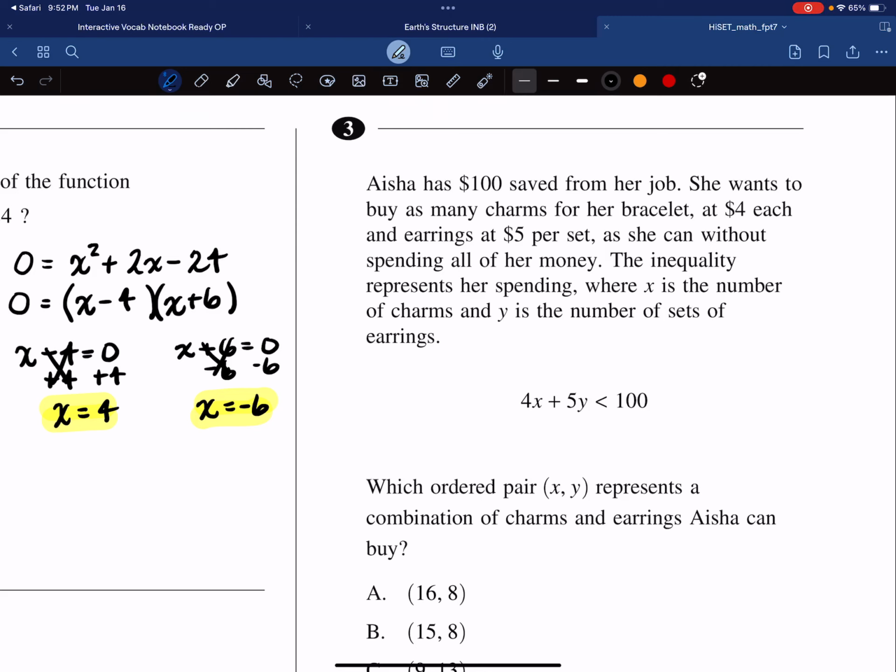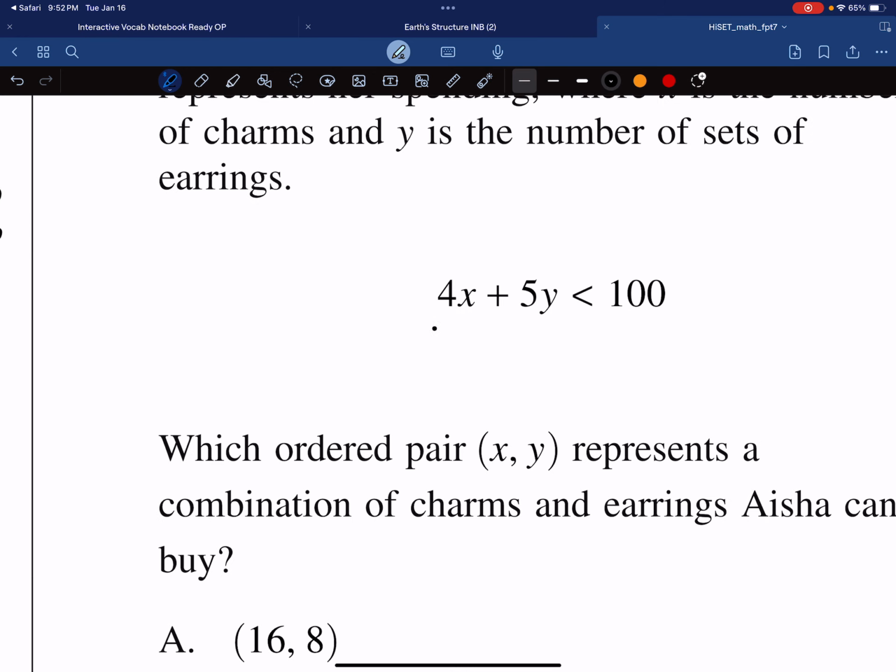Number 3. Aisha has $100 saved from her job. She wants to buy as many charms for her bracelet at $4 each and earrings at $5 per set as she can without spending all of her money. The inequality represents her spending, where X is the number of charms and Y is the number of sets of earrings. So we want to make sure that her total purchases are less than $100.